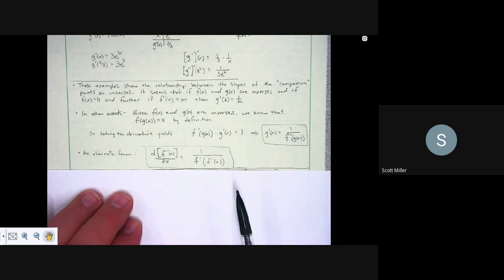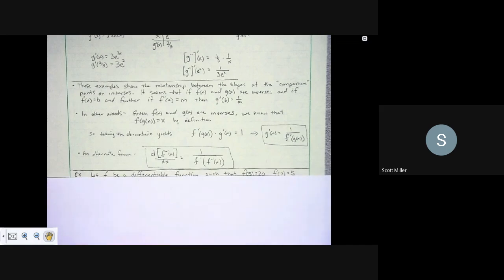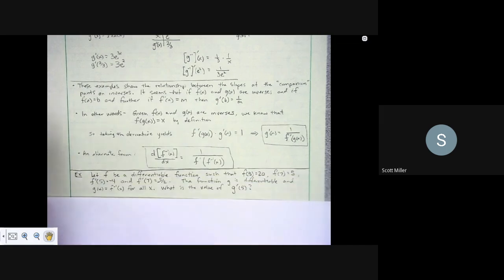You want to know this. You want to have it memorized. It's going to be on your test. Let's look at an example. I'm going to move it over so I can write on this.